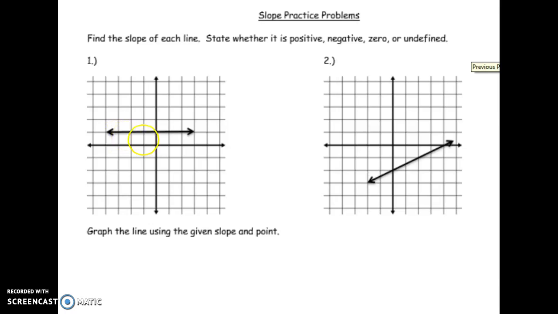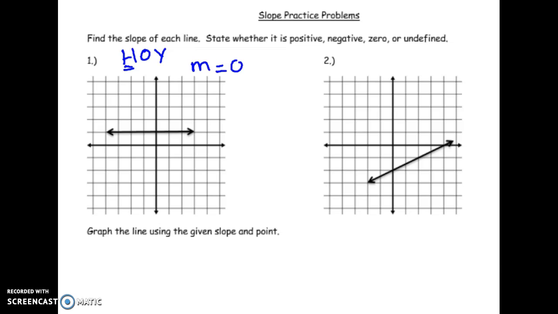If we look at this one, we've got a horizontal line, so I'm going to think of HOY for horizontal. Horizontal line, we're looking for the slope. The second letter tells me the slope. The slope here is actually going to be 0. Slope of a horizontal line is 0.